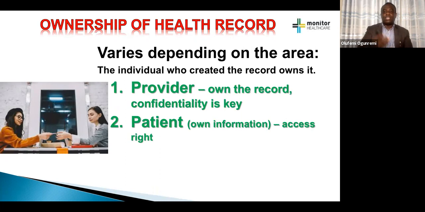But the general conception is that the provider owns the record, but confidentiality is key. Security and confidentiality of the record is absolutely key. I can't say, okay, I own this record for patient X, who has, for instance, HIV, so I can go and display this. No. Even though the provider owns the record, the patient owns the information, and they have the right to confidentiality.